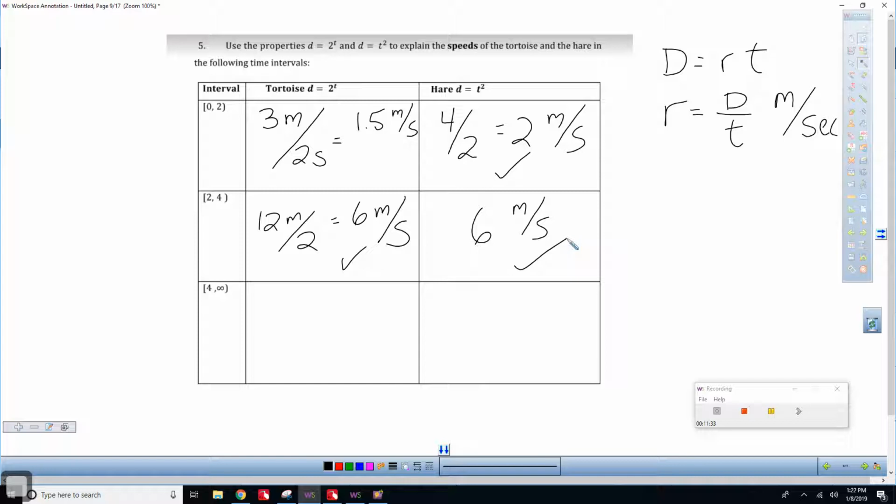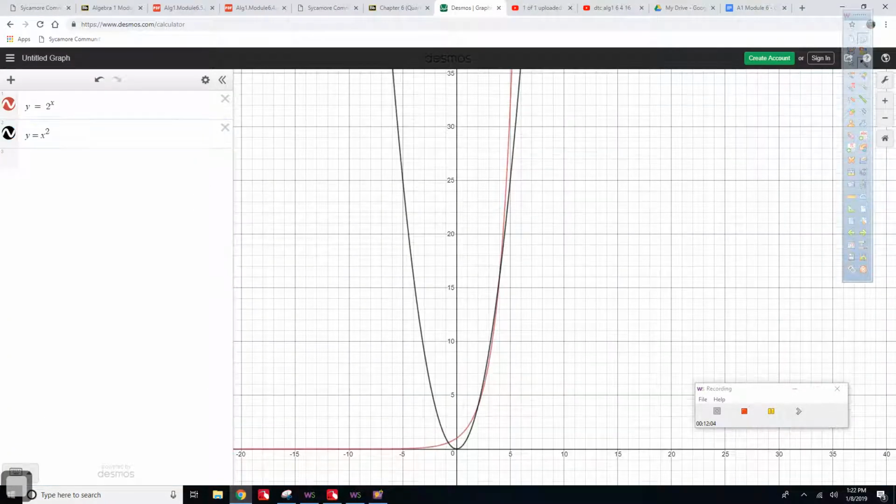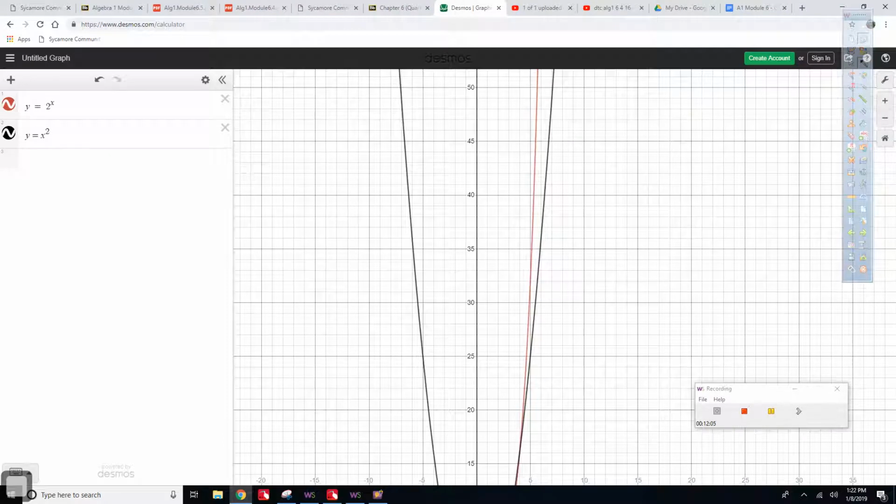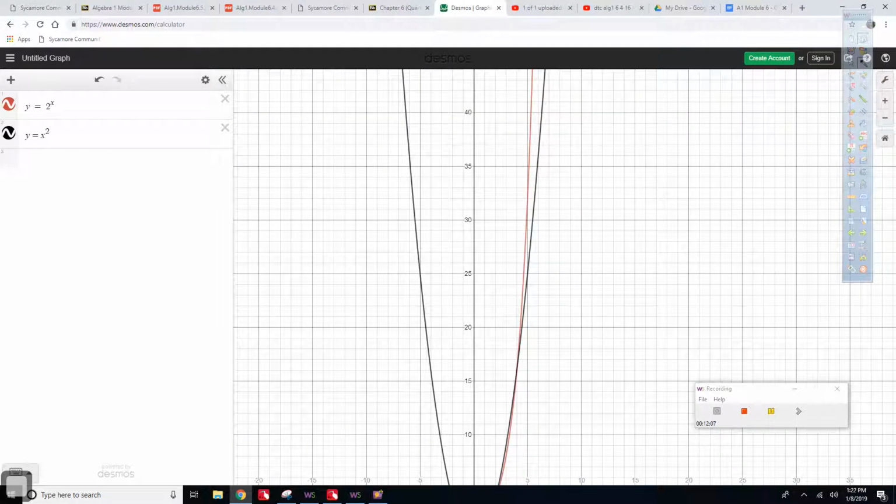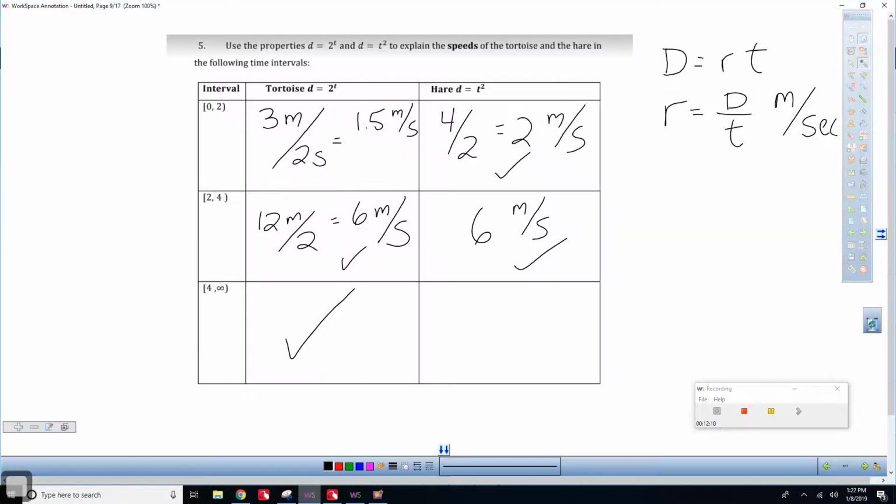Well, you could use calculus, but you don't know calculus. So, explain the speeds of the tortoise and the hare. Well, we know who's faster, right? So the tortoise is faster, but we don't know how to calculate the actual speed until we get to calculus. We could estimate it, but they're at different points. So we're going to just move on with this video, okay? If you're following along with this video, you're doing awesome. Love it. We're almost done.